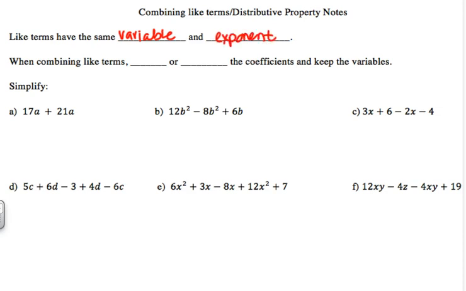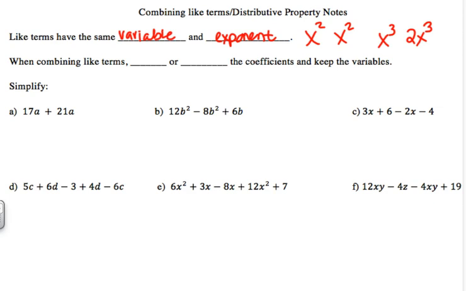Okay, so all that says is an x and an x squared are not like terms just because they have the same variable. They have to have the same exponent. So you'd have to have either 2x squared, or you could have x to the third and 2x to the third. They would be like terms because they have the same variable with the same exponent.